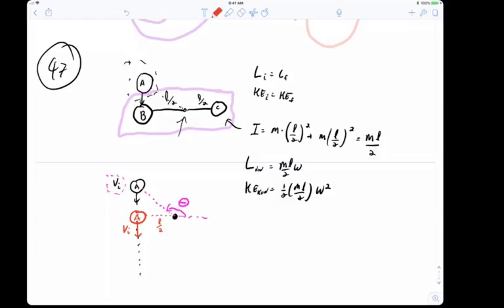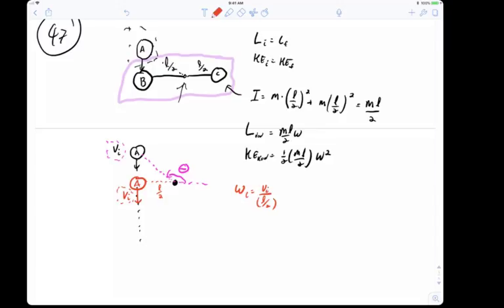At this moment, this velocity corresponds to an initial angular velocity of the system, v_i divided by L over 2, right? And this thing has a moment of inertia as well. It's going to be the mass of the disk, which is M over 2, times L over 2 all squared. So that's M L squared over 8.